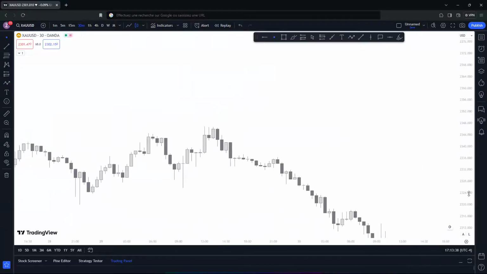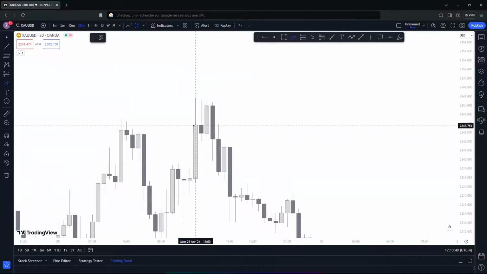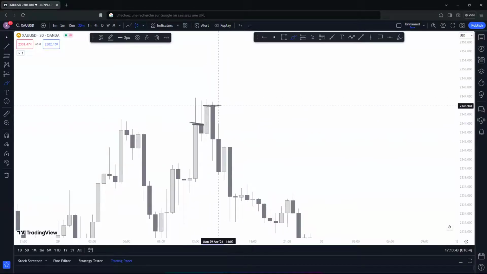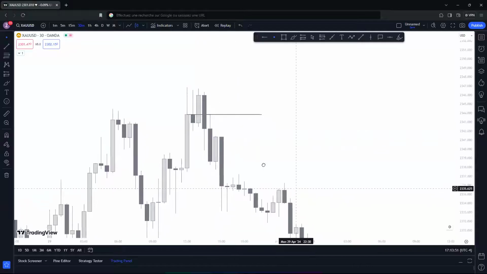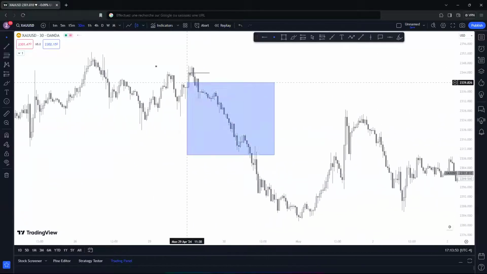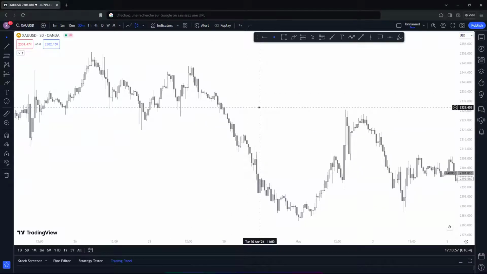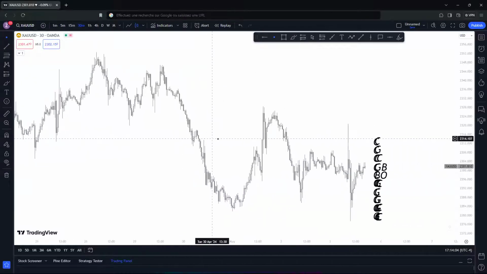Let's take a look at an example right here. So you have here an A level, a bigger A level. That is a QM. Now, as you can see, price broke it once, broke it twice, came back to it, retested it, and then went down. Now, I'm not showing you here how to take entries, right? Because some QMs are going to fail, some V levels are going to fail, some QMs are going to win, some others are going to win. What I showed you here is how to only mark the key levels.